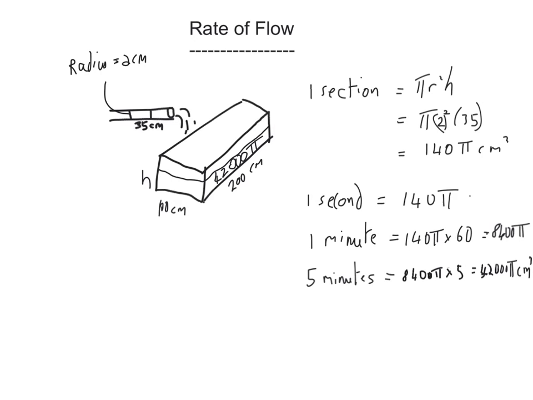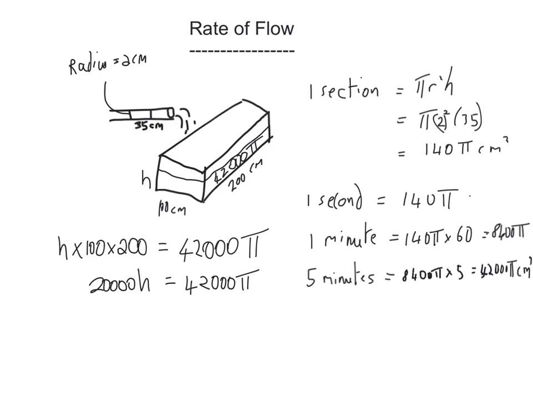So as we mentioned before, this water is in the shape of a cuboid, so we can get the volume of a cuboid by multiplying the length by the width by the height. So we can say h times 100 times 200 must be equal to 42,000 pi. And if we multiply 100 by 200, we get 20,000 h. And then to find h, we simply bring the 20,000, which is multiplying by h here, over the other side and divide it into 42,000 pi.